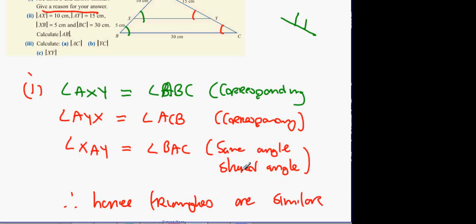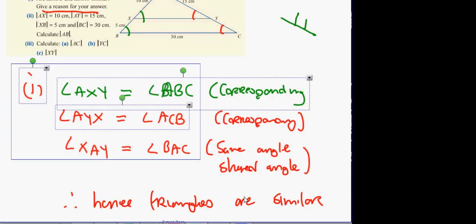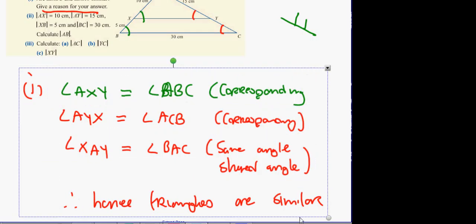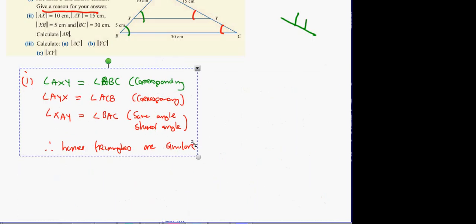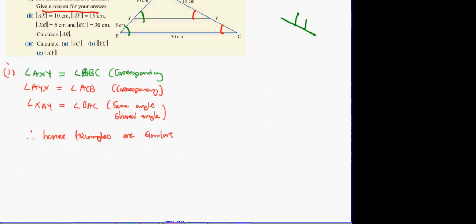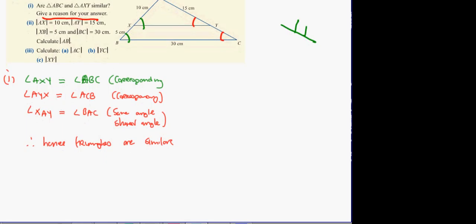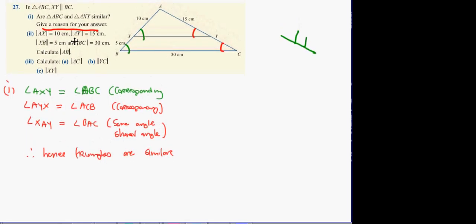Now, next one. Once you have all that done, can I rub this out? What we can do next is AX equals 10, AY equals 15, XB equals 5, BC equals 30, calculate AB. I never really worry about the formula. All I ever do is enlargements for the most part, and I'll always draw out the small triangle.